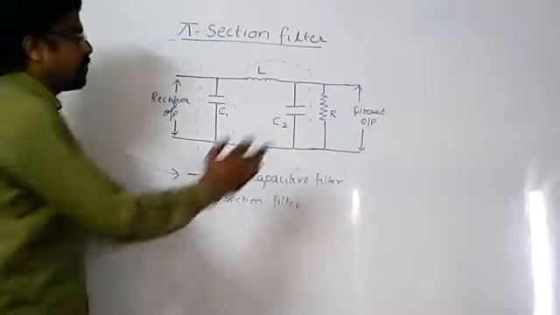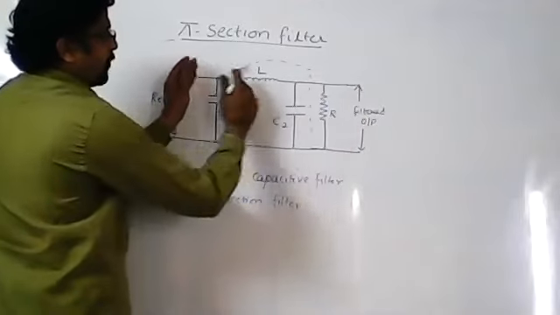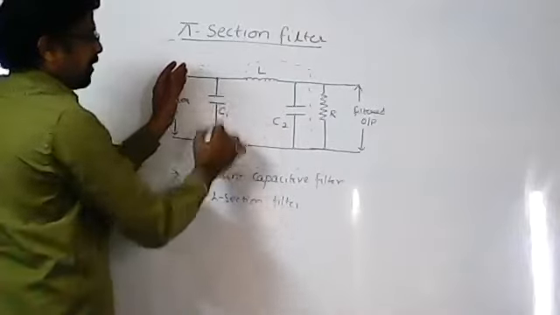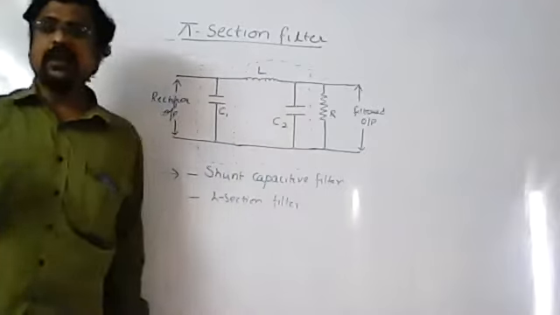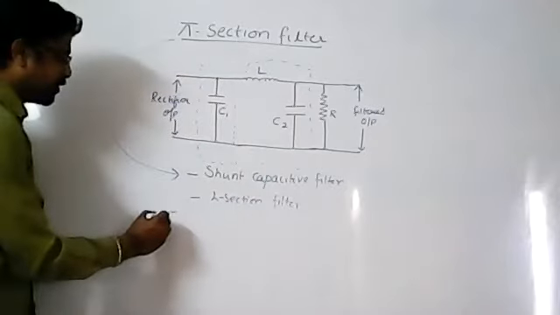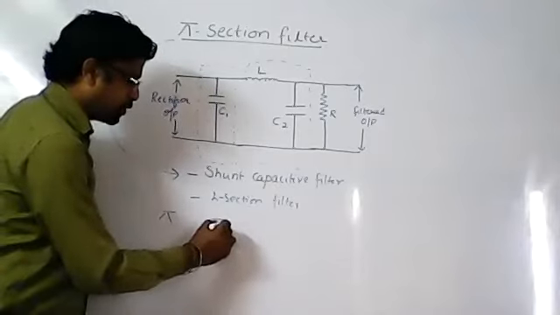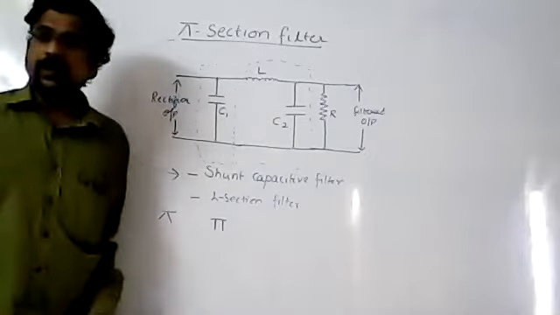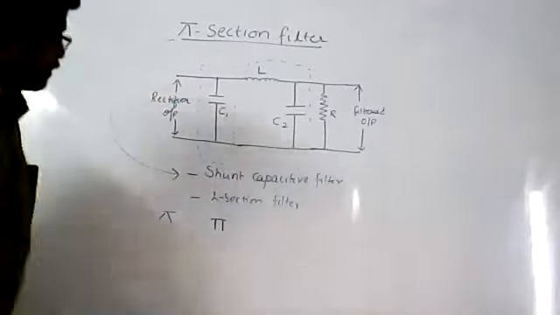So why is it called pi? If you take this network, C1, L and C2, it resembles the pi symbol. To be more specific, I'll write pi. It resembles a pi. Hence it is called the pi section filter.